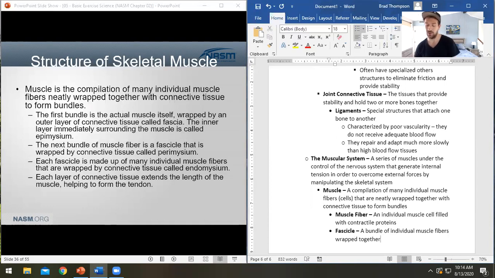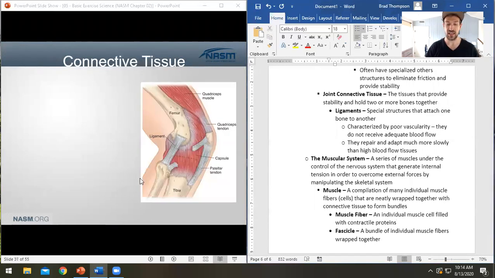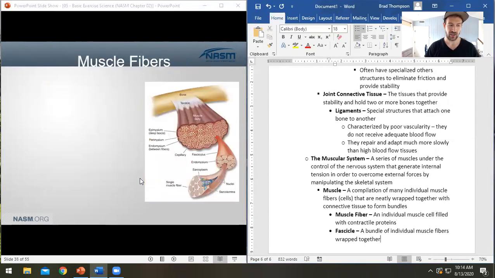Let me just say that, actually. I already said the word bundle. So a muscle fiber is the individual cell. And if you wrap a bunch of cells together, you get a fascicle. And if you wrap a bunch of fascicles together and wrap them all up, you get a muscle, right? And then each muscle is going to end in a tendon, right?